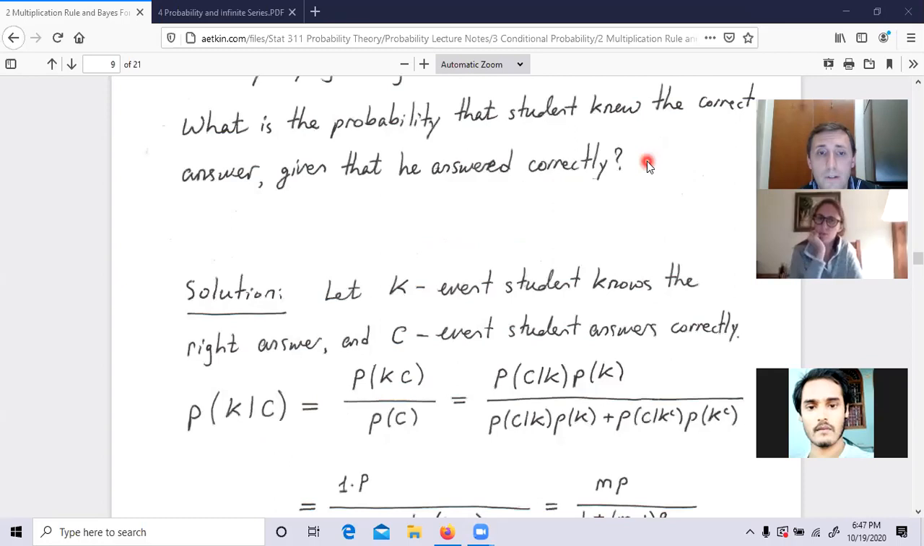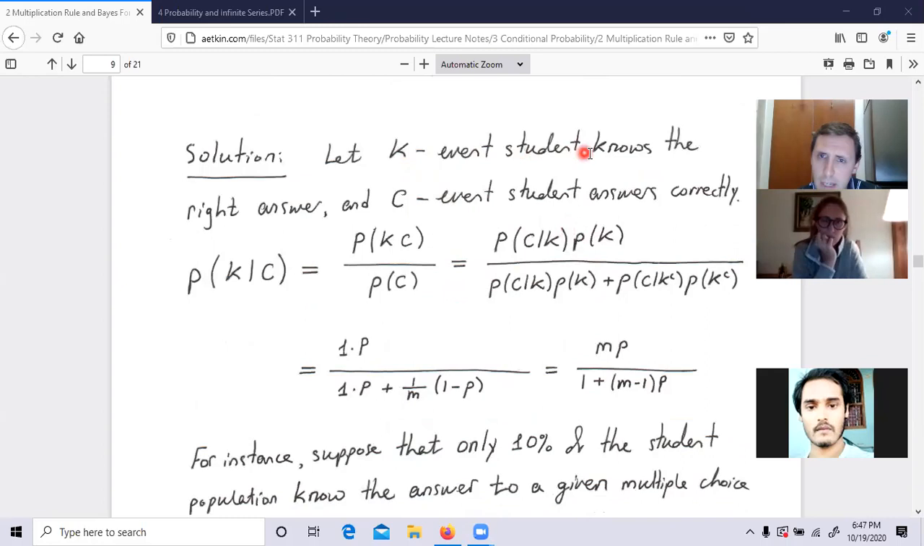Okay. So here is how I approach it, right? K, event student knows the right answer. C, event correct answer has been given. So we want to know knowledge given that answer was correct. What's the probability? It's much easier to answer it the other way around, correct given knowledge, right? We may assume, if it's not a true assumption, but if a person knows that, assume he always answers it correctly.